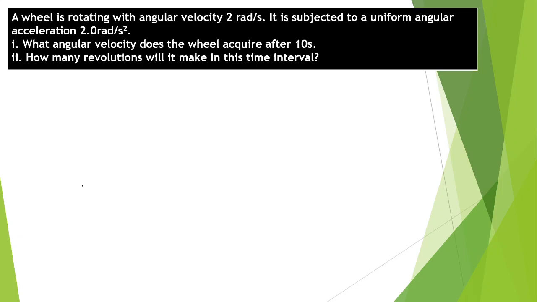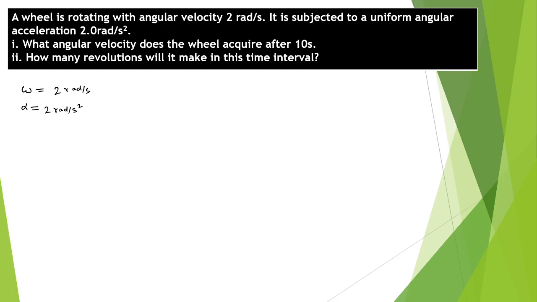Our first question is: a wheel is rotating with angular velocity 2 radian per second. It is subjected to a uniform angular acceleration. So according to the question, the angular velocity is given, that is omega equals 2 radian per second. Okay guys? And angular acceleration alpha is given, that is 2 radian per second square. The question is, what angular velocity does the wheel acquire after 10 seconds?